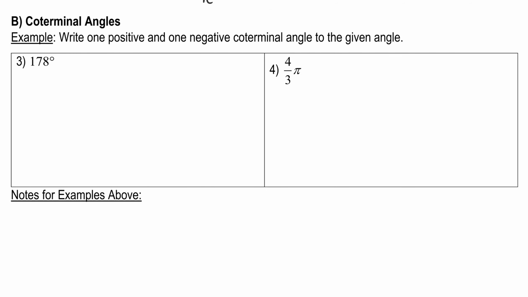Next part, coterminal angles. We want to write one positive and one negative coterminal angle to the given angle. Notice one is in degrees, one is in radians. A coterminal angle is just an angle in standard position with, this is the technical version, the same terminal side as the given angle. Pretty much what that means is, let me draw a picture, maybe that'll help.